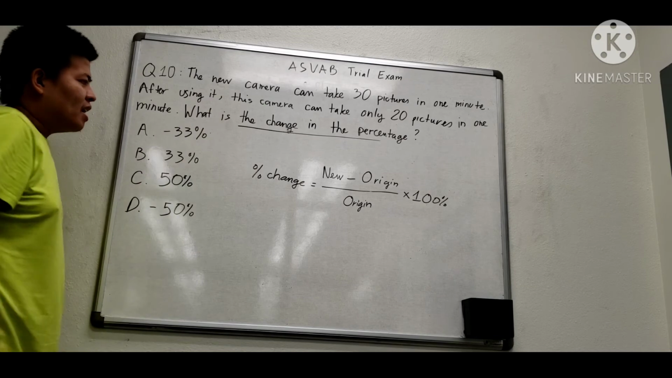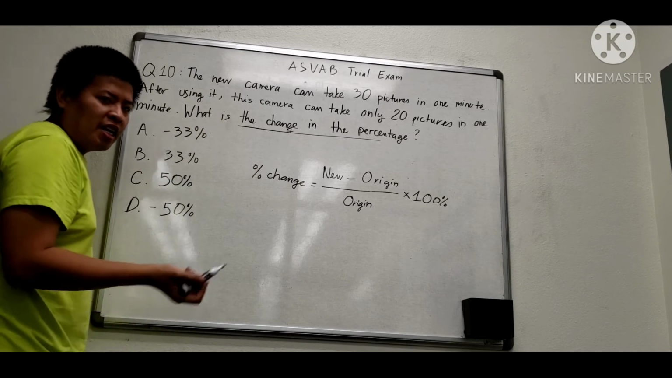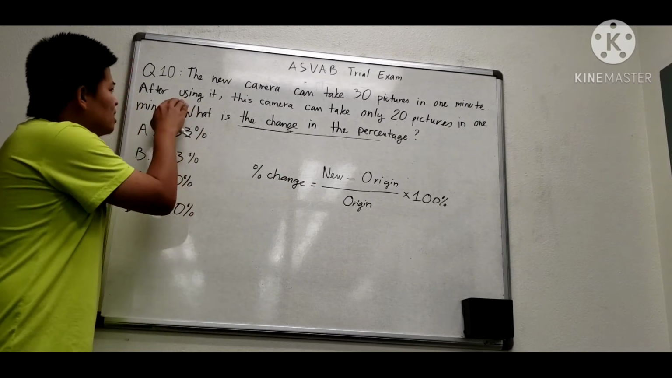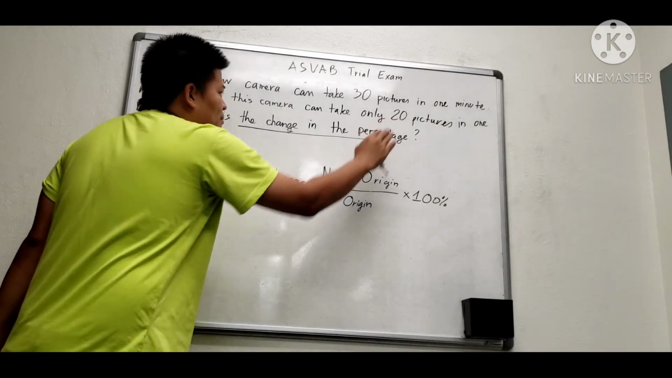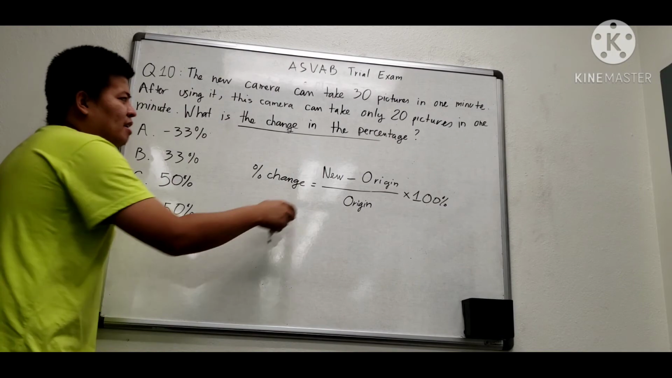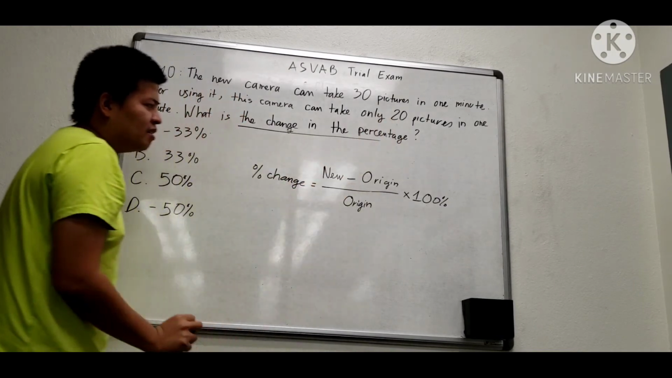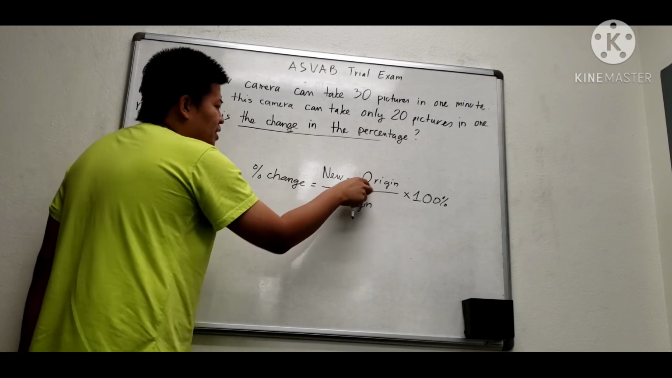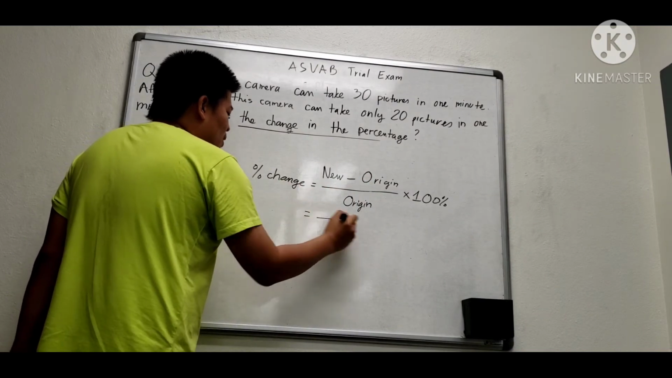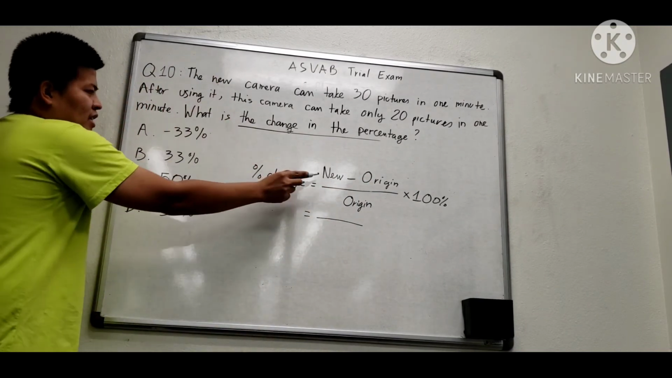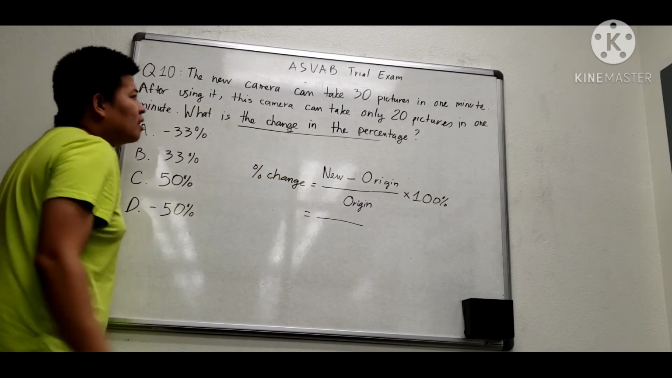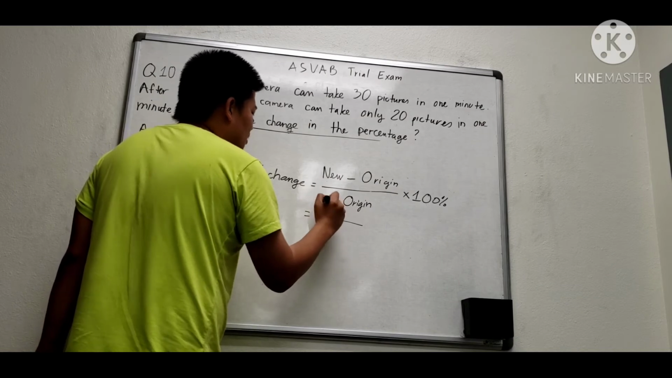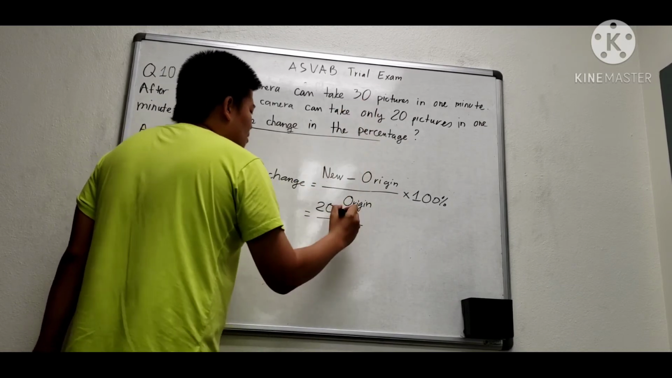The new camera is the origin. This means the first time you use the camera. After using it is the new number. That's why the new is 20. The beginning of using the camera is 30. That's the origin. So be careful when you see the word new. So the answer is the new is 20, and the origin is 30.